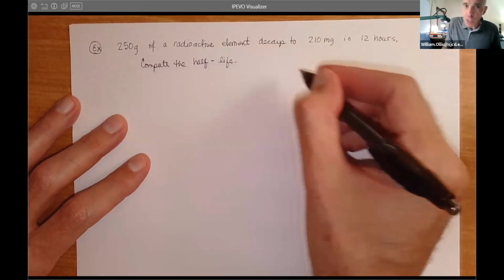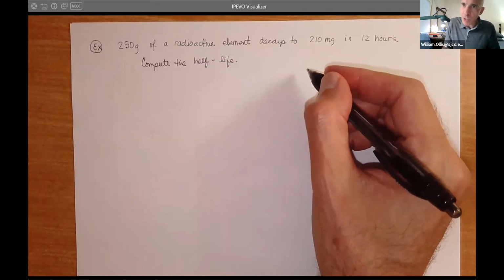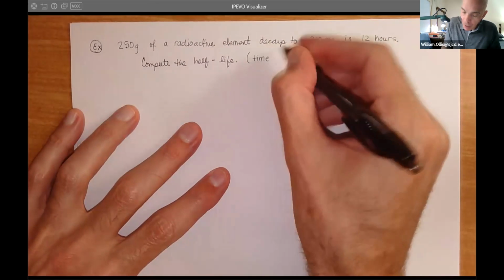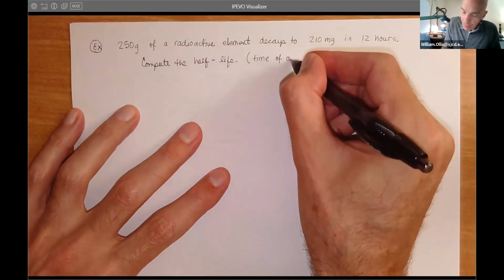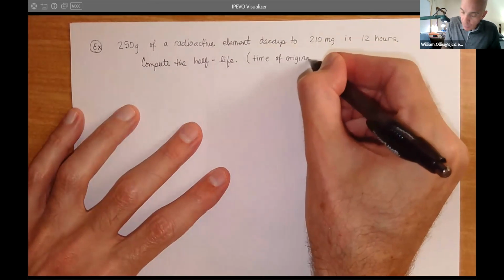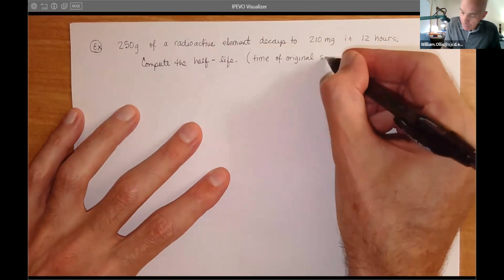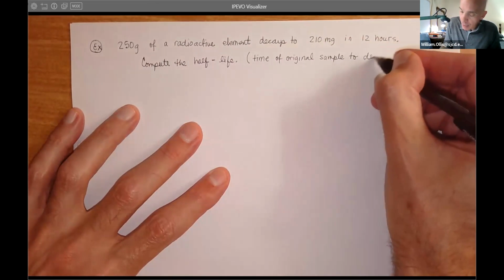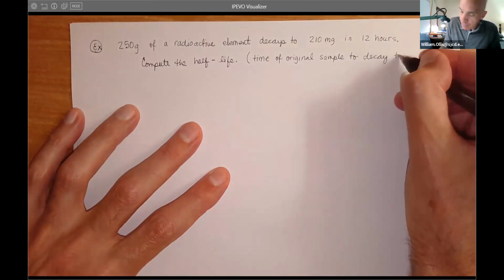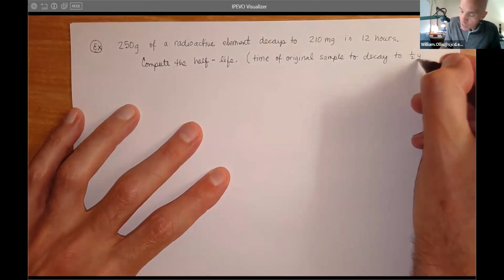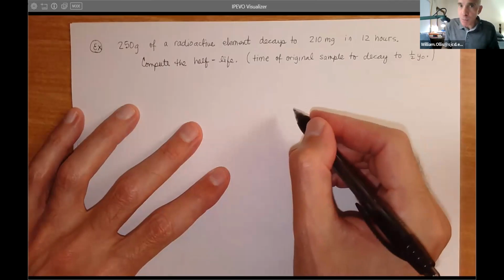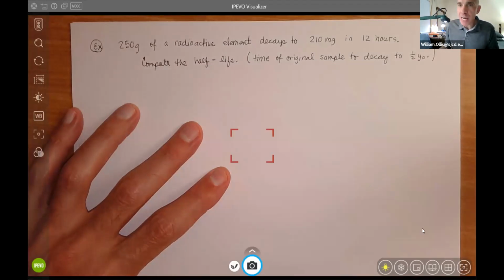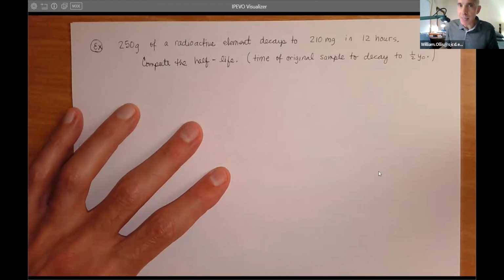So the half-life is just the amount of time for half of the original sample to decay. So time for original sample to decay to 1/2 y sub 0. That is, you just basically get half. What's the time for half of the sample to decay? Basically, that's it.